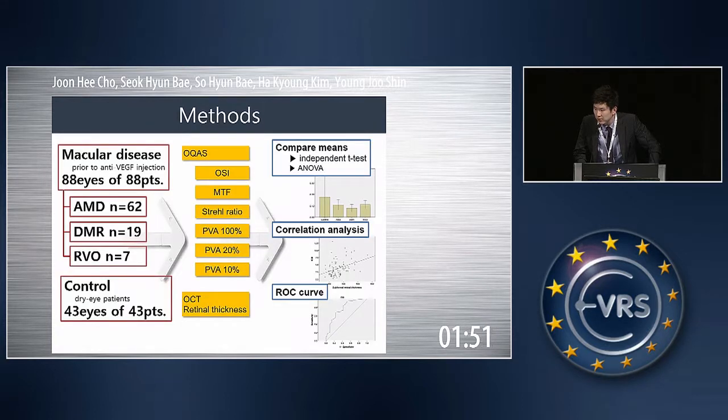This is the method. Patients with macular disease performed the OQAS prior to intravitreal anti-VEGF injection. 88 eyes were enrolled. 43 eyes of dry eye patients were enrolled as control. We compared 6 parameters of OQAS values, and since OCT was performed in macular disease, we analyzed the correlation between central retinal thickness and optical quality. Analysis of the ROC curve was done to see which parameter has the most discriminative power to distinguish macular disease and control.